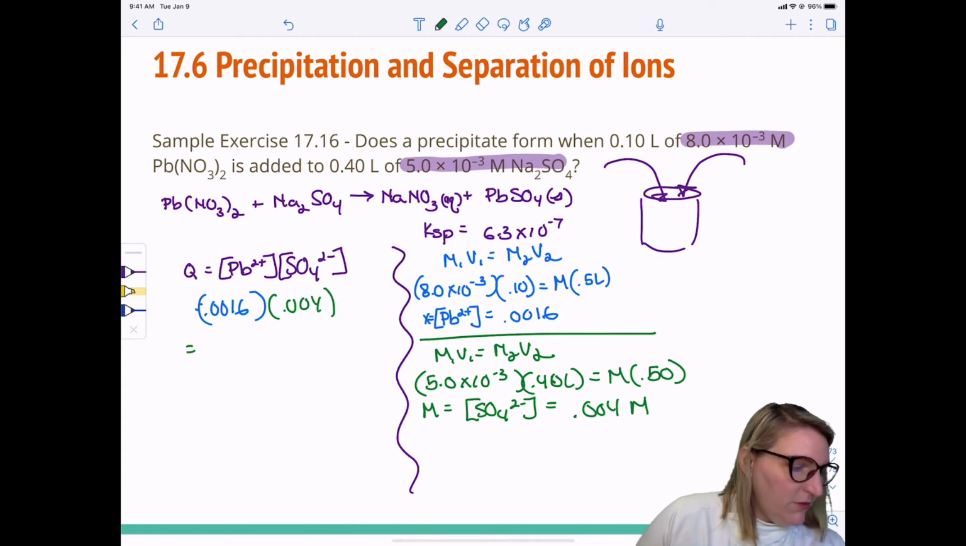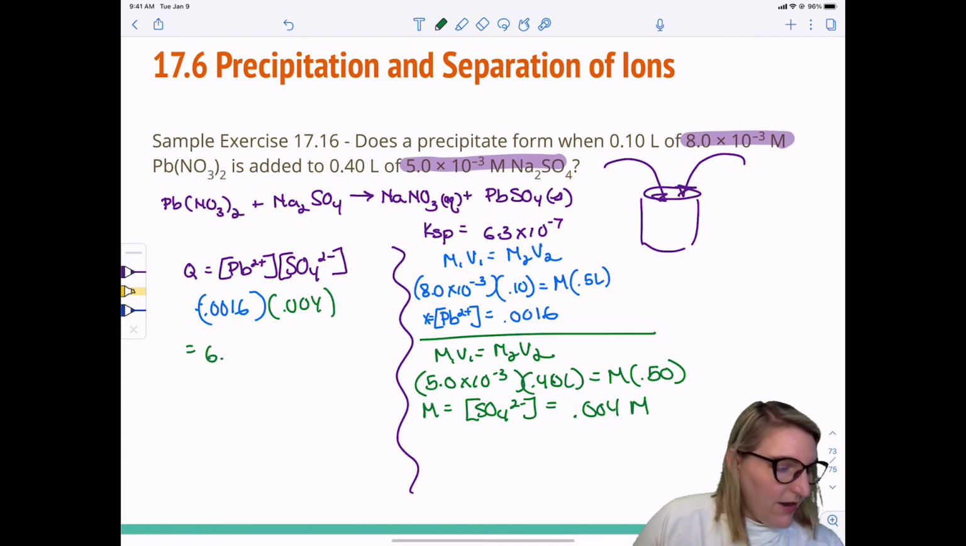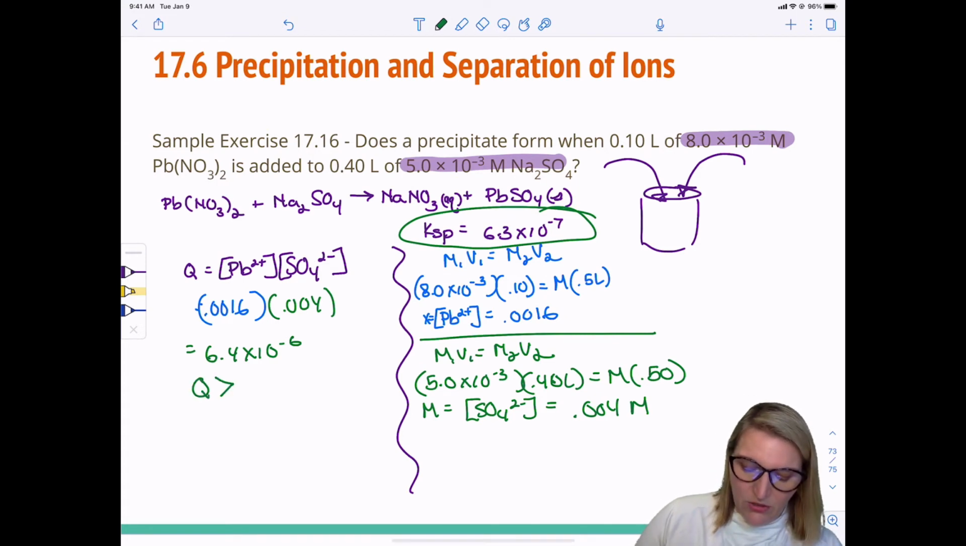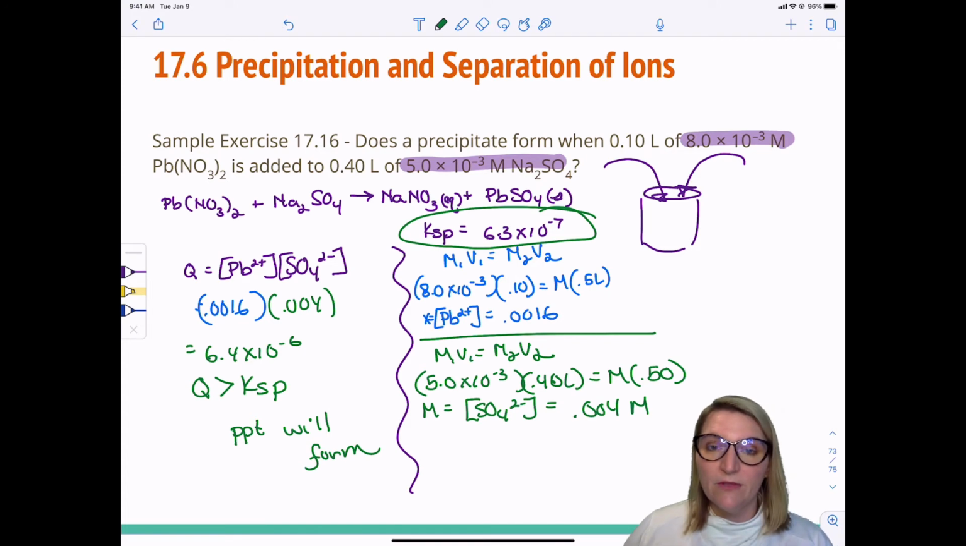And when I multiply those two numbers together again, I get 6.4 times 10 to negative 6. And this was the KSP for lead sulfate, 6.3 times 10 to negative 7. So this is a case where Q is greater than KSP, and yes, that means a precipitate will form. Okay, so that's a very common question.